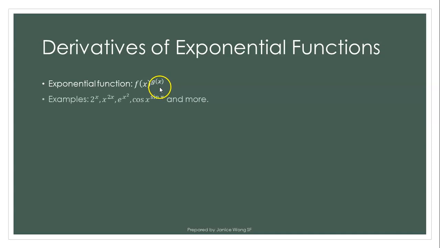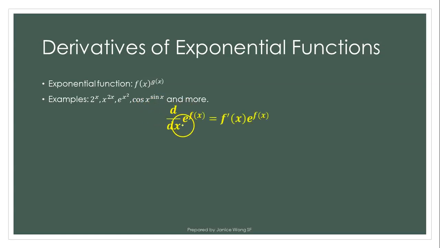For instance, 2 to the power of x. See, the base here is 2, a number. However, the power is a function in terms of x. This is an exponential term. x to the power of 2x. See, the power is in terms of x. e to the power of x squared. And cos x to the power of sine x. The power is a function in terms of x for all these terms. So they are all exponential terms.